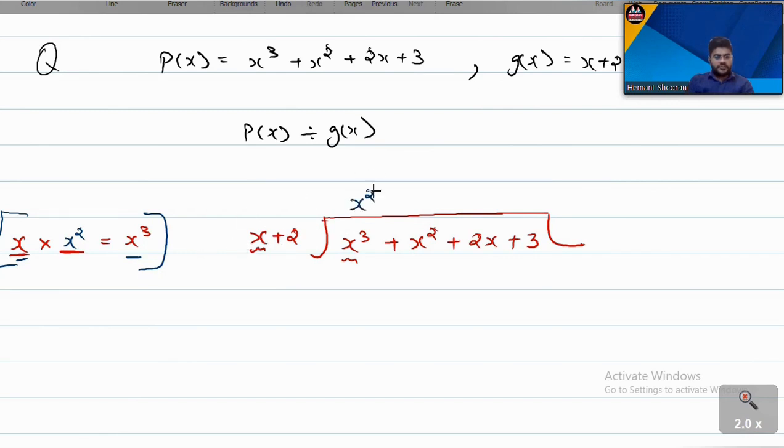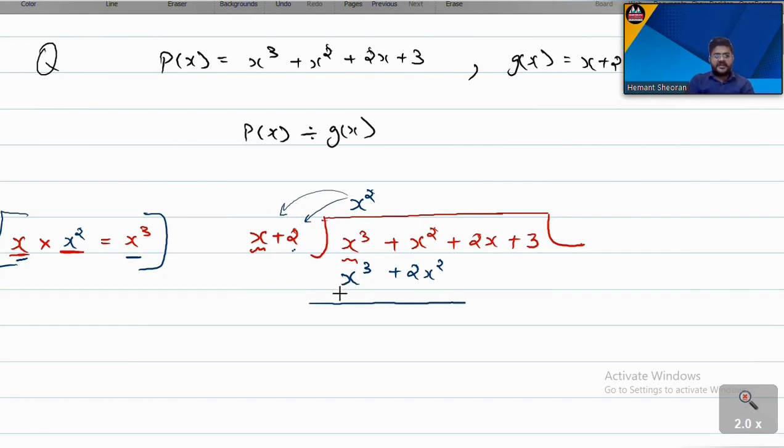So x square I will put up there. I will get an x cube. Then x square multiplied by 2 will be what? A 2x square? Yes or no? This x square will be multiplied by x and then will be multiplied by 2 as well. Then we're going to follow the subtraction method, changing the sign.